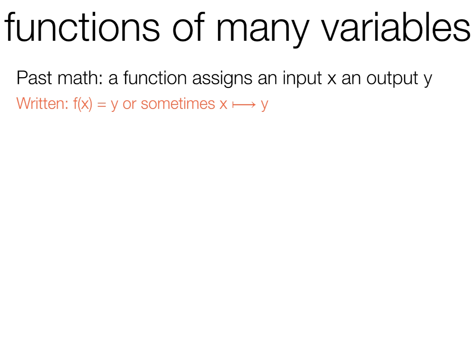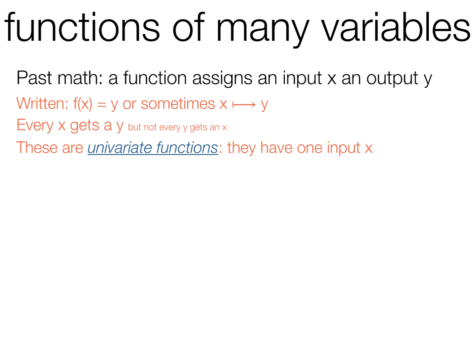Now, as part of a function, every x must get a value y, but not every y must be assigned to for some particular x. So that's the function criterion that you probably learned somewhere in the past as the so-called vertical line test. These are so-called univariate functions. They have one input x and one output value y.